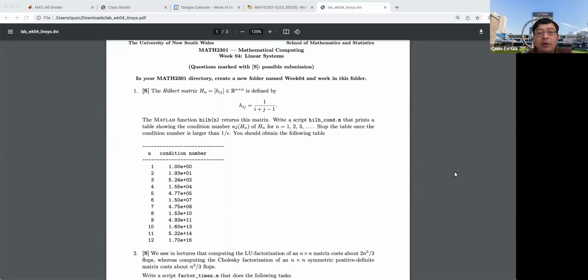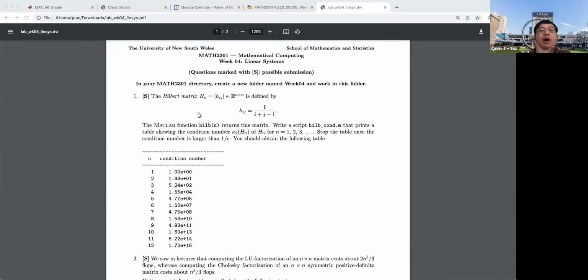Now, if you look at question number 1, it says that you define a Hilbert matrix. The Hilbert matrix has the formula like this: the entries Hij are given by 1 over i plus j minus 1. But you don't have to implement this, because MATLAB has a function where, if you give any input n, it gives a Hilbert matrix of size n by n already.